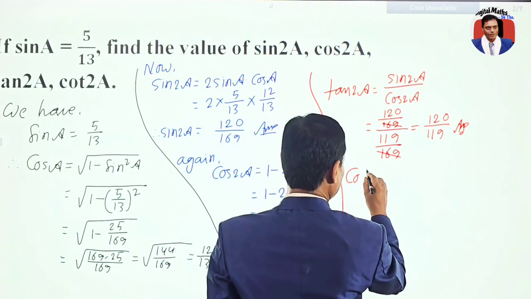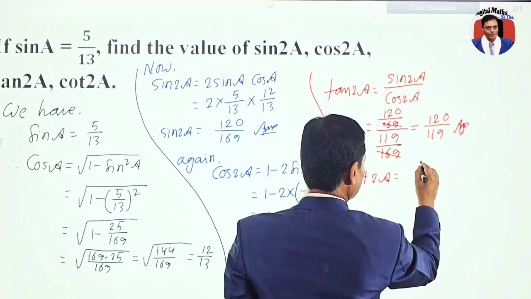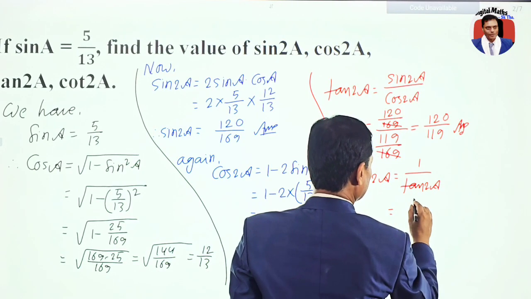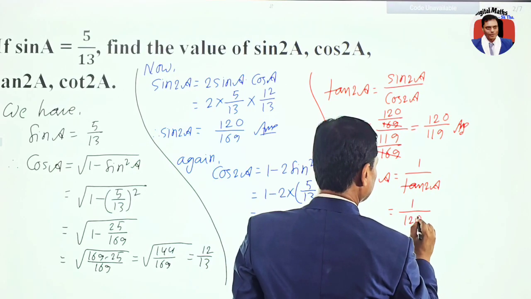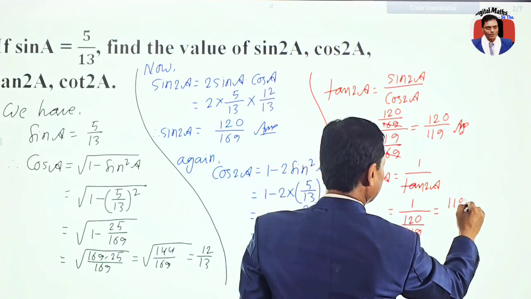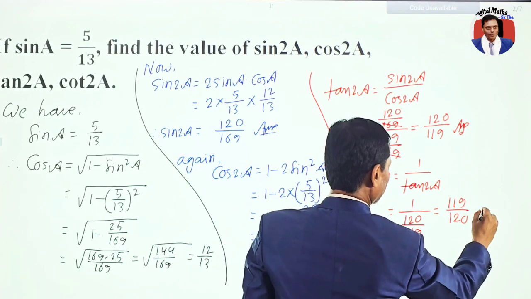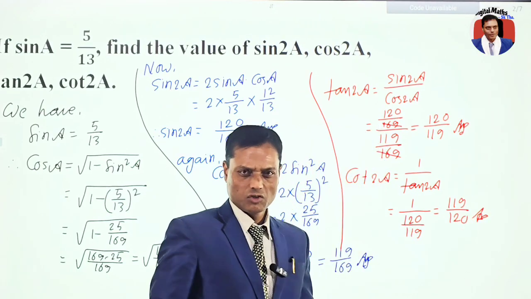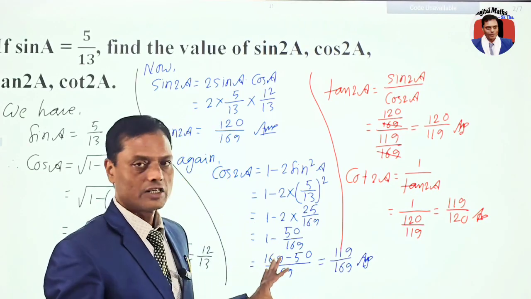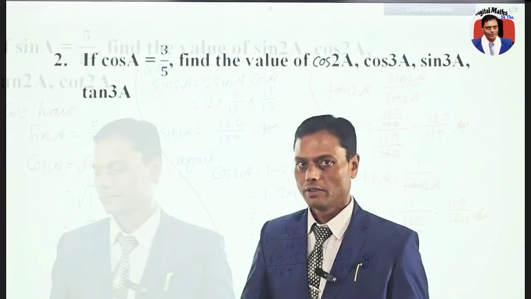Cot 2a equals 1 over tan 2a, and that is 1 over 120 by 119. That's 119 over 120, isn't it? Or you can do cos 2a over sin 2a also, doesn't matter. So you can find cot 2a in so many ways.